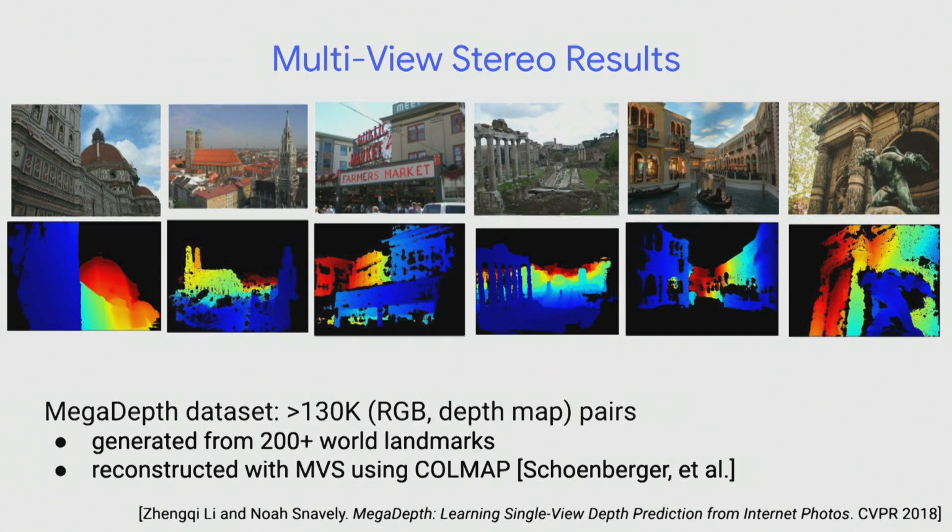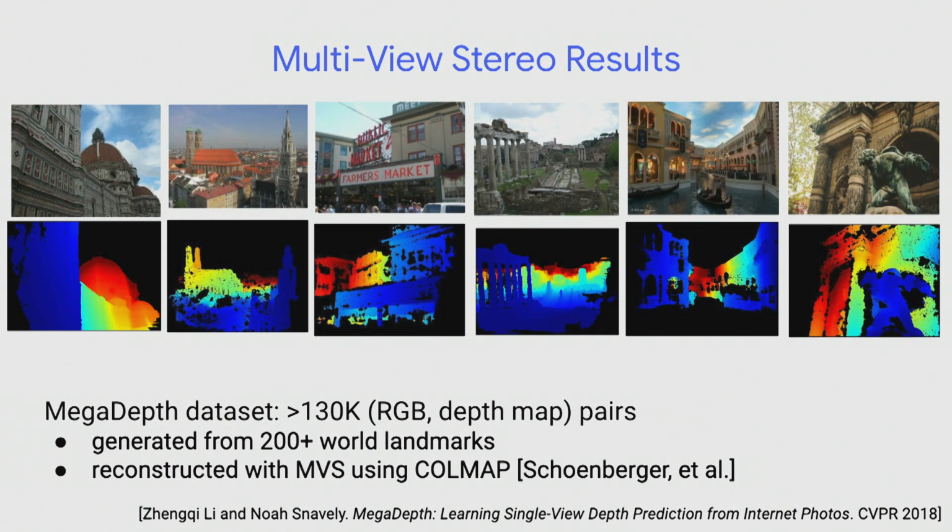They went and grabbed, say, pictures of 200 landmarks in the world and ran these multi-view stereo approaches on them. And what you get out are images that look like this. So now we actually have a depth map for these buildings. You'll note that the map itself is sort of noisy. It's not complete. This is actually fine for training neural networks.